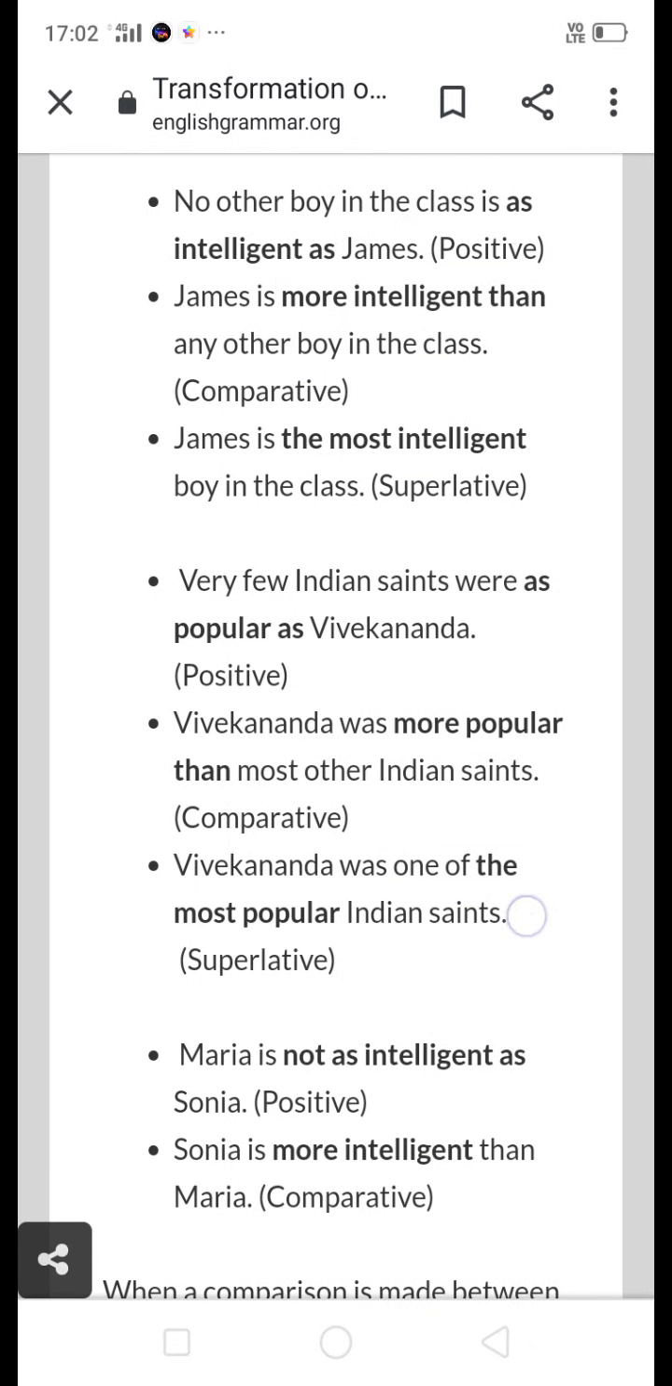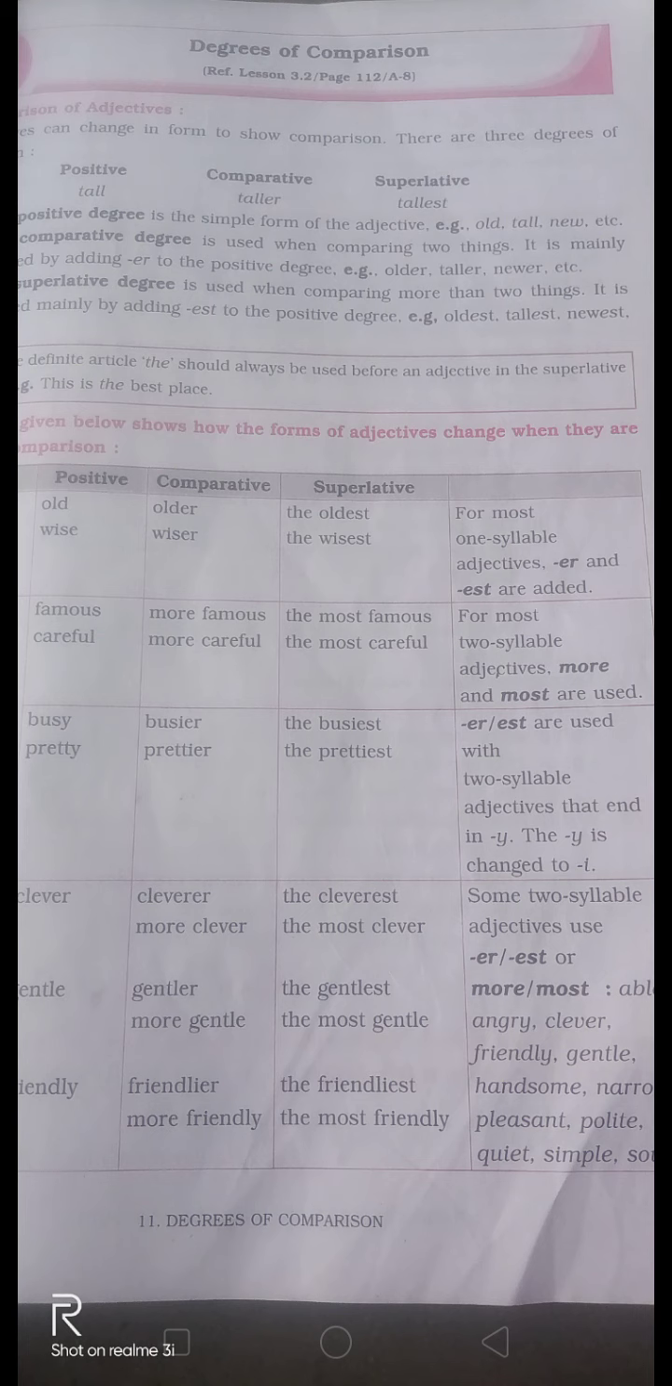Some two-syllable adjectives can take either form: most clever or more clever, or gentle, more gentle or most gentle. Also, the word friend is written like this.